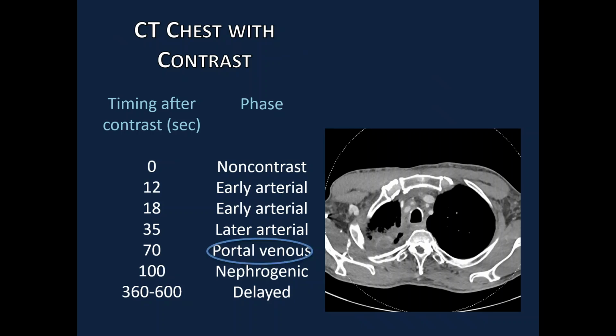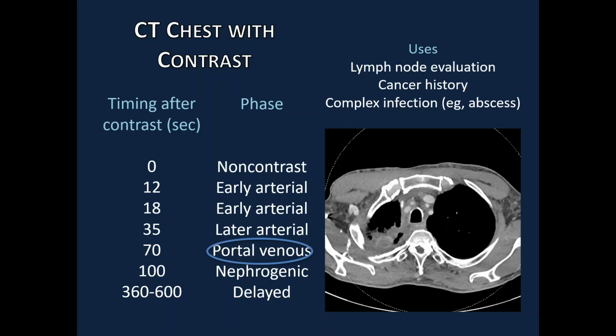Chest with contrast, we wait a little bit longer for this. This is your typical protocol used to evaluate lymph nodes, cancer if you're looking for metastatic disease or if you're evaluating lung cancer, and then complex infections such as abscess. I call it a portal venous phase. It's about the same time as the portal venous phase in the abdomen. Obviously here we're not evaluating the portal vein.